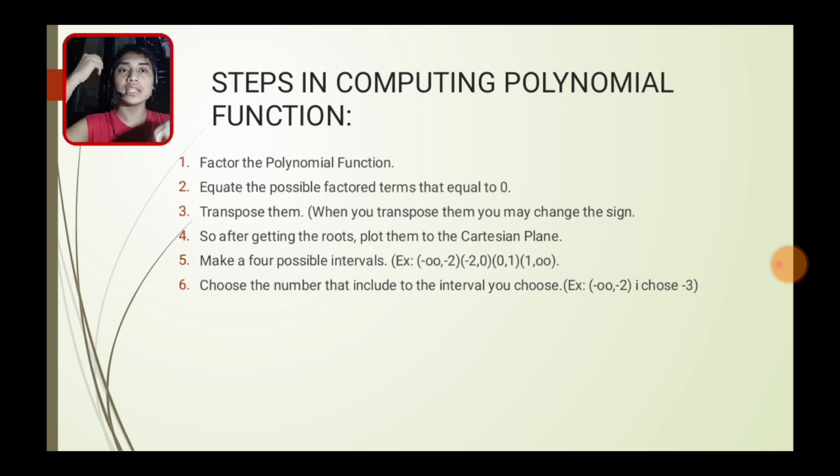So, next, step 6, choose the number that is included in the interval you chose. Example, we have negative infinity to 2. So, ang napili ko ay negative 3. Halimbawa, ayun. Kasi, mas madali sa akin. Kung saan kayo mapapadali? Kung napapadali kayo sa negative 1 million, try nyo. Try nyo lang. Basta, hindi lalagpas na sa base sa intervals na yun. Mamaya i-discuss ko pa.